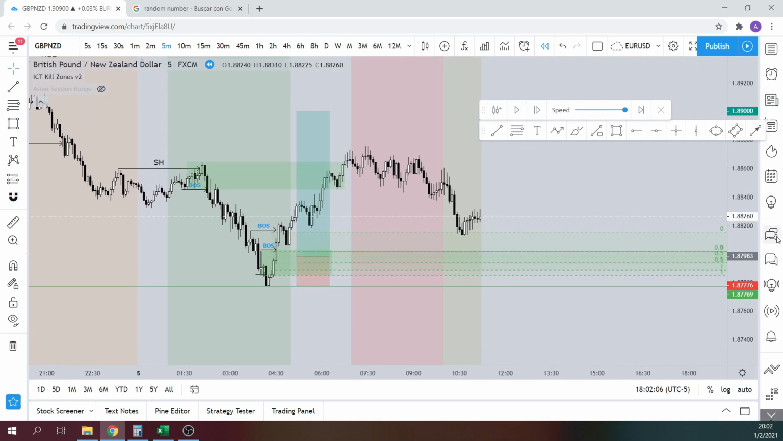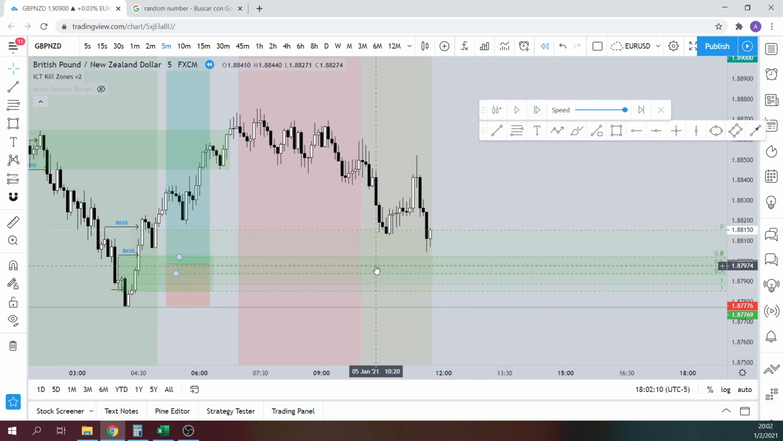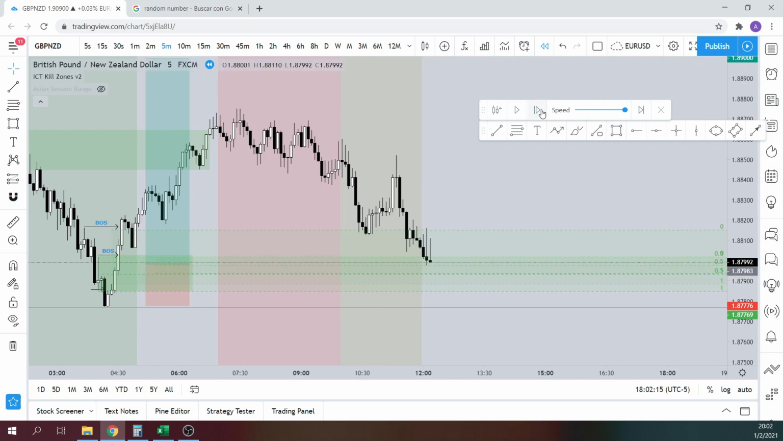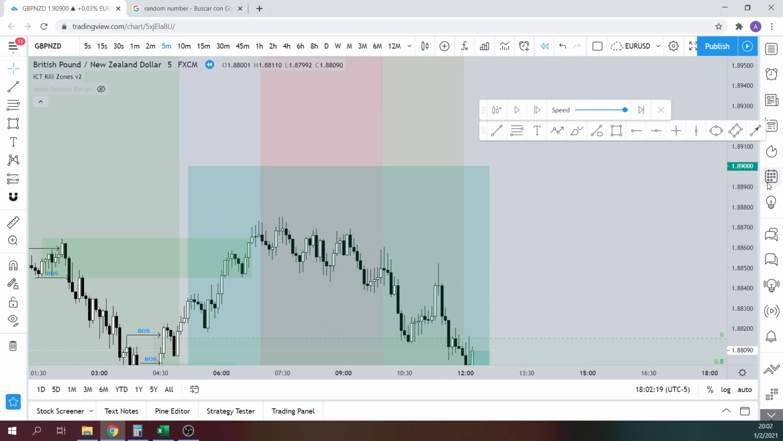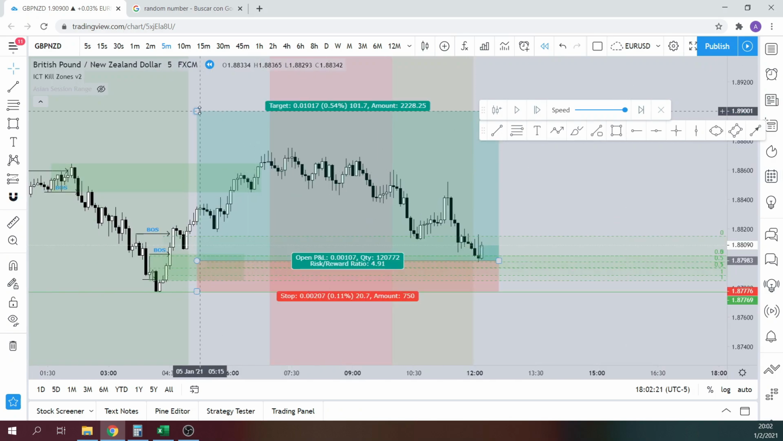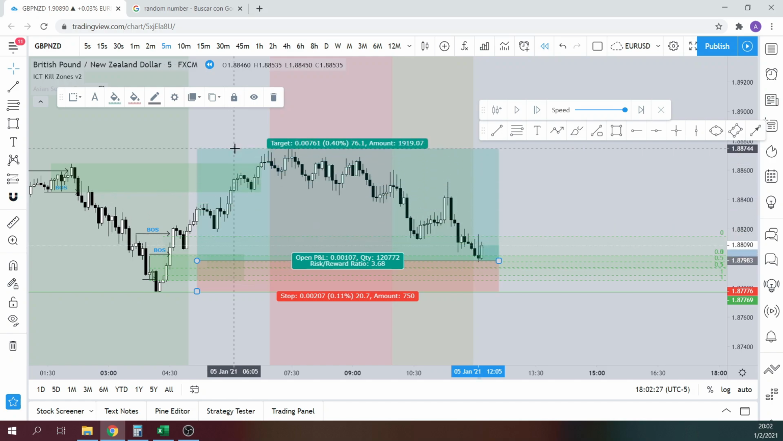Okay, we are approaching our level, and we didn't get in yet. Let's see if we can get that entry or not. Okay, we got in, as you can see here. Let's see if this trade goes north or south. This is already maximum 0.6 RR.